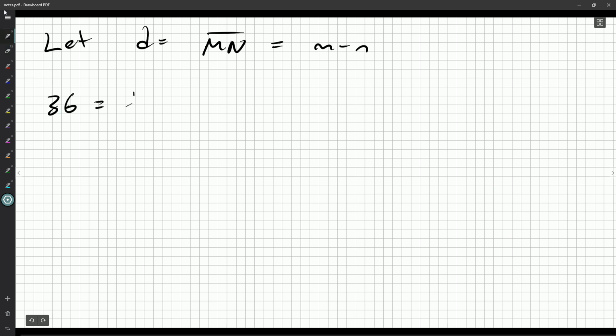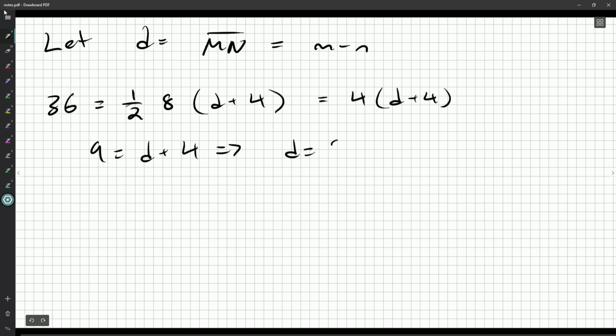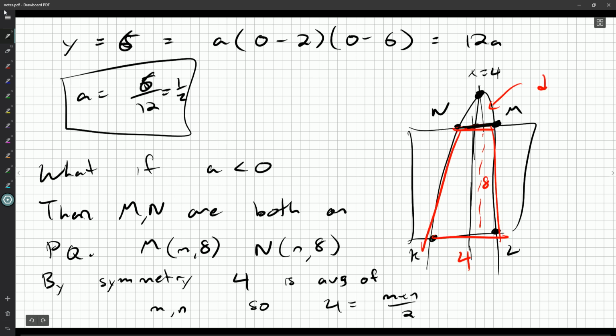is 1/2 times the height of 8, and then d plus that base of 4 that we already have. So this is 4d plus 4. Divide both sides by 4. 9 is d plus 4. So d should be 5. So that's the distance, the difference, m minus n is 5. Now, that doesn't really work, because you're saying these m and n are further apart than the k and the l. So that's going to lead to a problem.